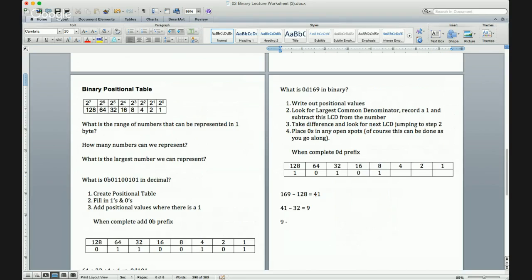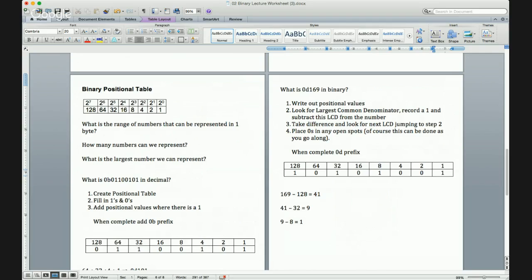9 minus 1 minus 8. Give the answer. Tell my brain to stop working ahead. Okay. Are there any 4s in 1? Are there any 2s in 1? Is there any 1 in 1? Okay. And I can check my work.